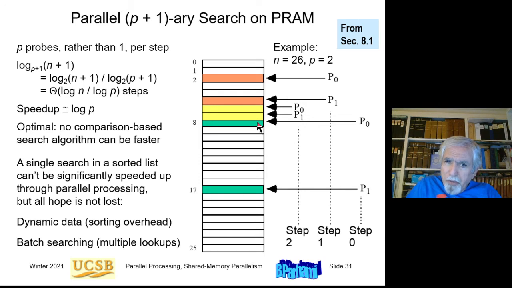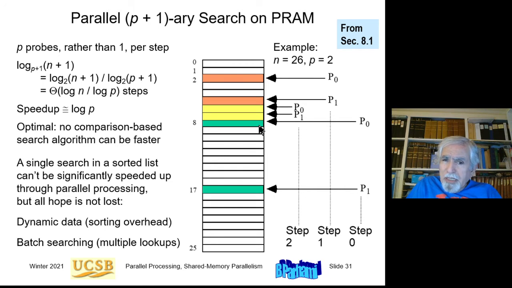Okay, so P0 probes this element, P1 probes this element. We have two processors, so we divide the list into three parts. That's where the name P plus 1 array comes from. Now, depending on the various outcomes, P0 finds the element we are looking for, in which case we are done. P1 finds the element we are looking for, in which case we are done.